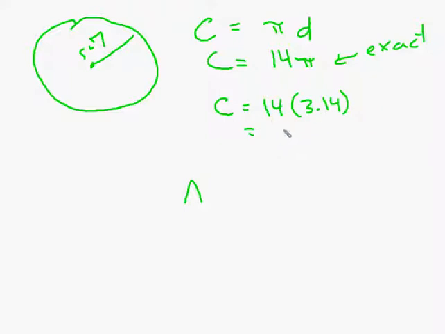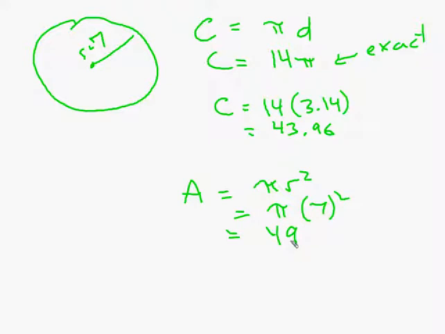Okay, area. What's our formula? Pi r squared. We'll put in our r is 7, and 7 squared is 49. And we have 49 pi. That's our exact answer. If we are asked for the exact answer, we are done. All right? So we put in 3.14, and what is that once again? 153.86. That's our approximate answer.